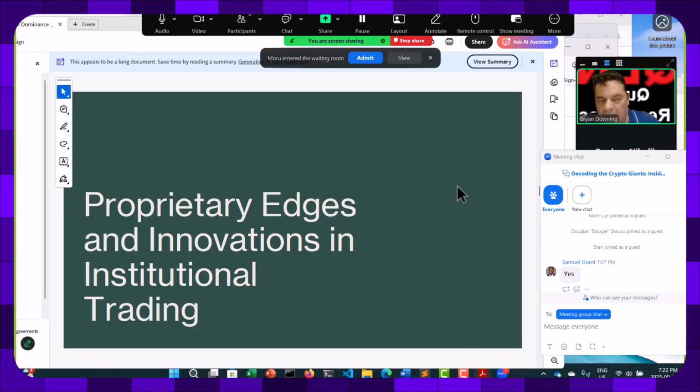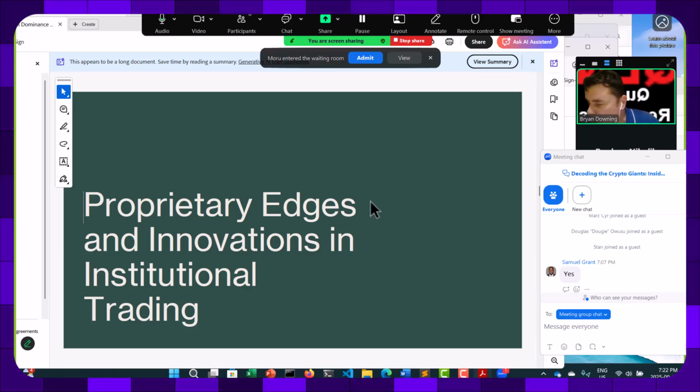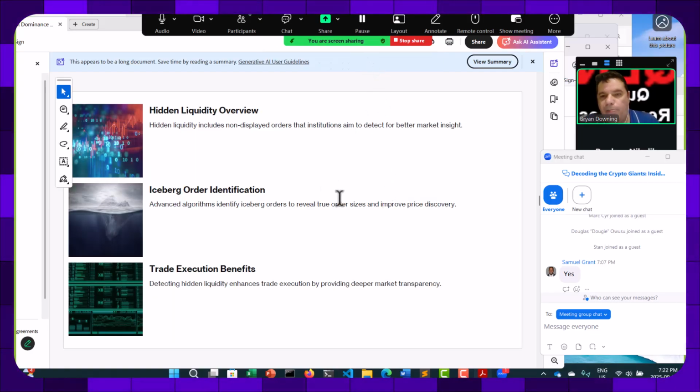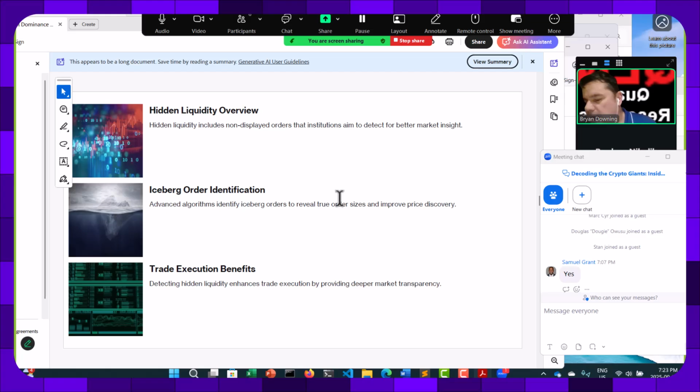Alrighty. Okay, so now we have to talk about the edges that these firms will have. And there's a lot of innovation applied to each firm. And maybe traders have their own edge as well. So these are the things that these firms need to be concerned with when they're involved in, let's say, market making and whatnot.